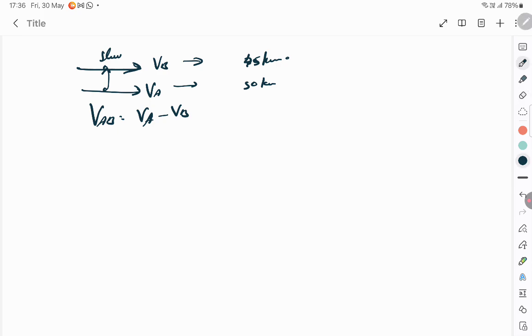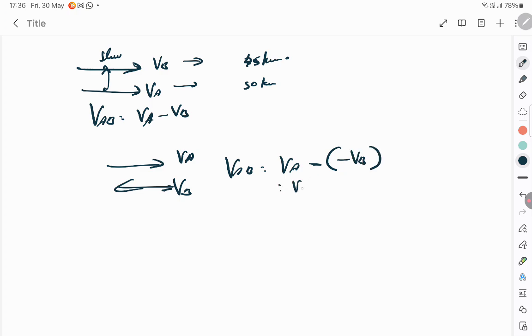In the case of a train going in the opposite direction, let's consider VA to be positive. VB is going in the negative direction, correct? So when we are doing VAB, which is VA minus VB, it will become VA plus VB. That explains why when trains are going in the opposite direction, they appear to go so fast. That's because the velocities are getting added, and that's what relative velocity means. Sometimes, let's do some sums and understand the concept.